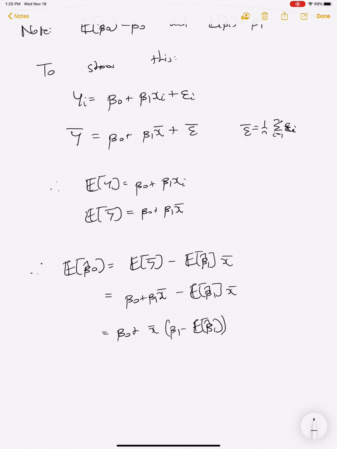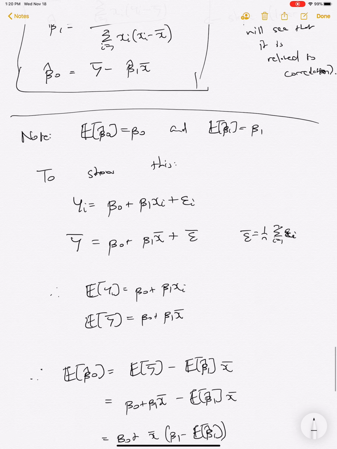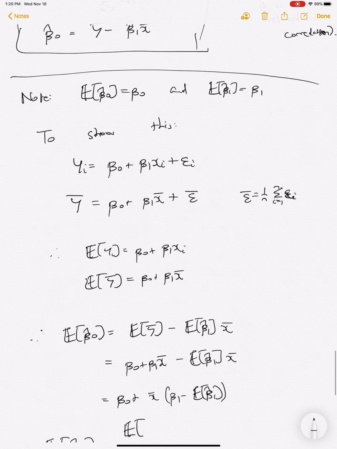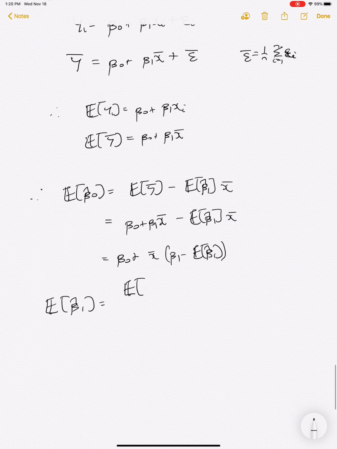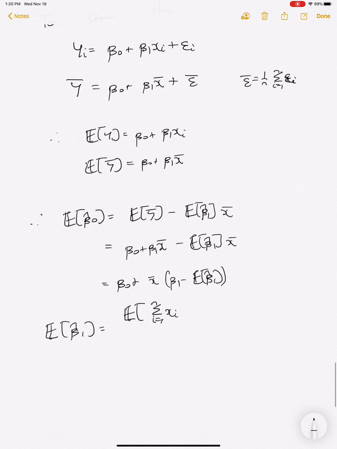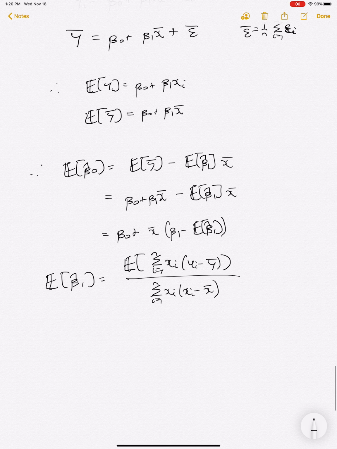So let's look at the expectation of beta hat 1. Remember here, and this is the important thing to keep in mind, that the xi's are all treated as fixed numbers, whereas the yi's are treated as random. So you need to take expectations with the yi's, not with the xi's. And the denominator, we can just leave as it is because it does not have any y's in it, so there's no randomness in the denominator.